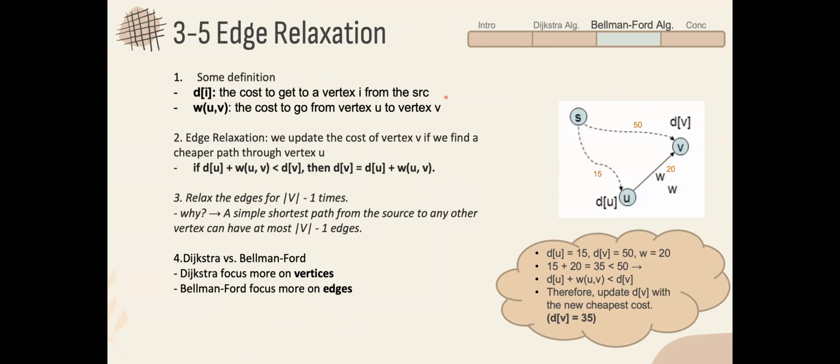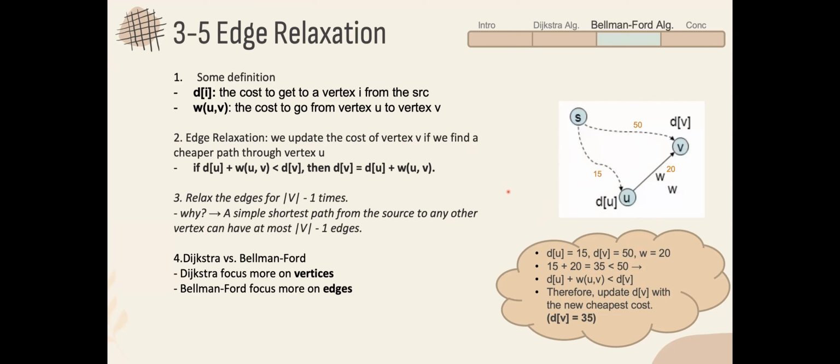D(i) is the cost to get to vertex i from the source, and the weight of (u, v) is the cost to go from vertex u to vertex v. Edge relaxation means we update the cost of vertex v if we find a cheaper path through vertex u. Let's look at this example. D(u) is 15 and D(v) was originally 50, and the cost to go from u to v is 20. Let's calculate the new distance. It's 15 plus 20, that's 35, which is less than the original cost of D(v). Therefore, we update D(v) with the newest, cheapest cost, which is 35.